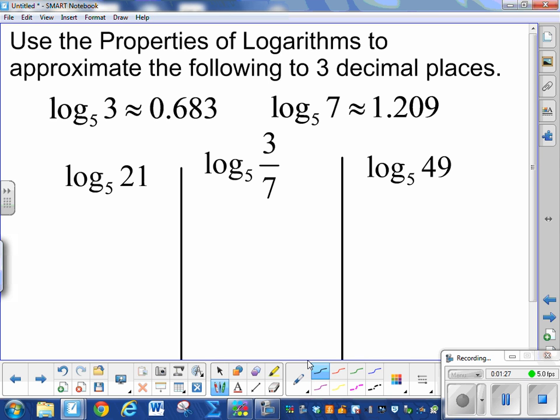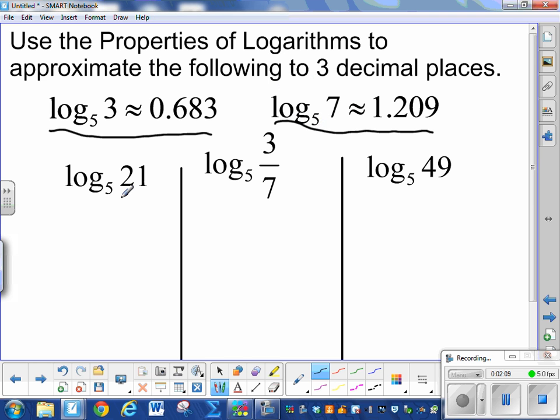Okay, so with this, use the properties of logarithms to approximate the following to 3 decimal places. Now, in these type of problems, they're actually going to tell you what the logs are. So they tell us the log base 5 of 3 is approximately 0.683. We're also going to know that the log base 5 of 7 is approximately 1.209. So they tell us these two things. So what you got to do is you got to create new problems out of these so that you can pull a log base 5 of 3 out, since we know what that is, and a log base 5 of 7 out. Log base 5 of 7 is approximately 1.209, so we got to try to find log base 5s and 7s.